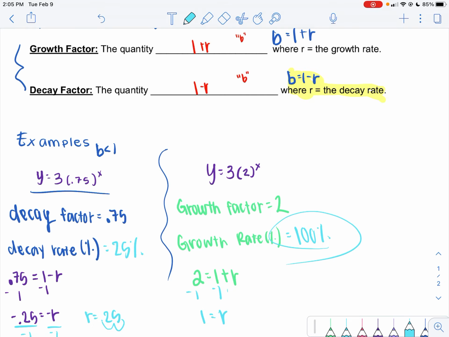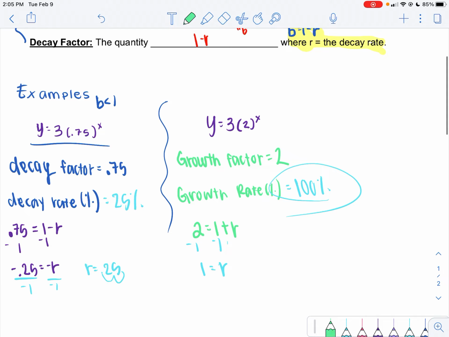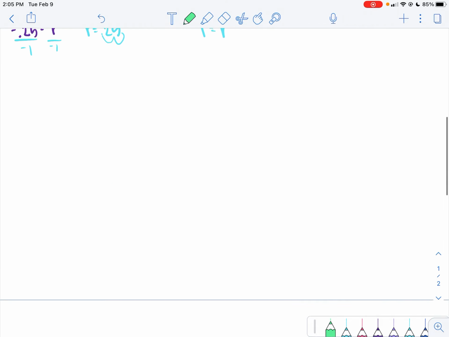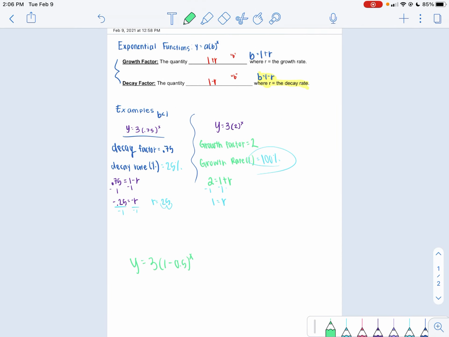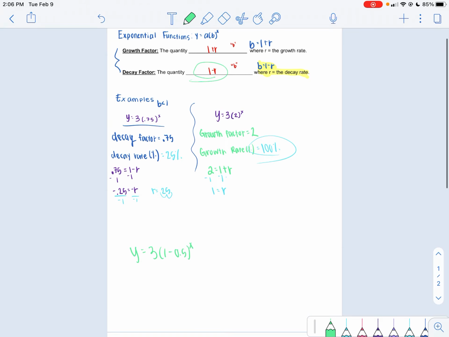Okay, really quickly, if we have y equals 3 times 1 minus 0.5 raised to the x, we still are saying the same thing here, even though it looks different. Okay, this actually wrote it out for us. This decay factor, it's in 1 minus r form. So if we take 1 minus 0.5, our b value is still going to be less than 1, so we would have a decay.